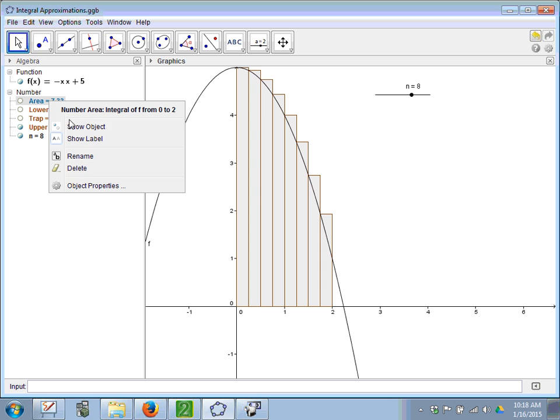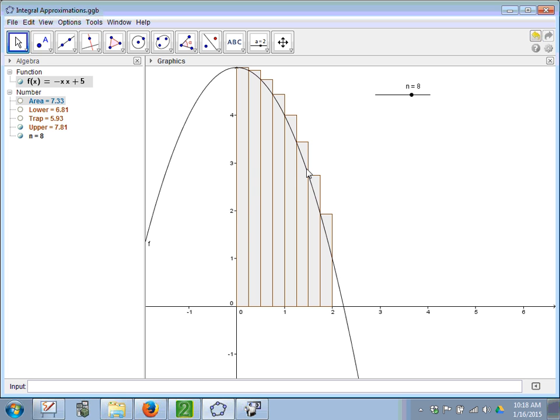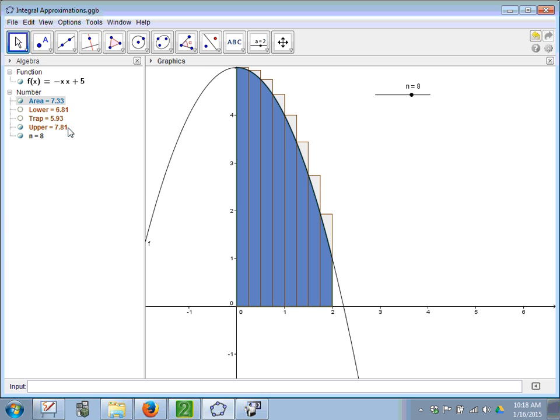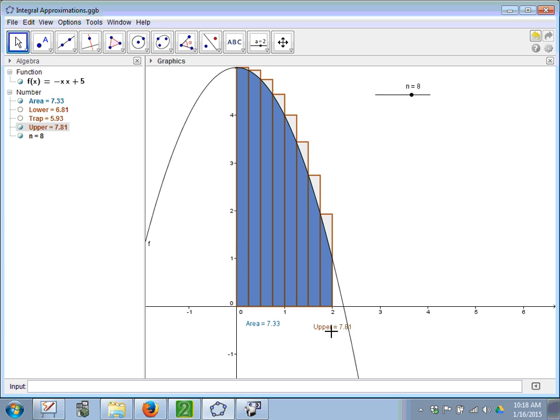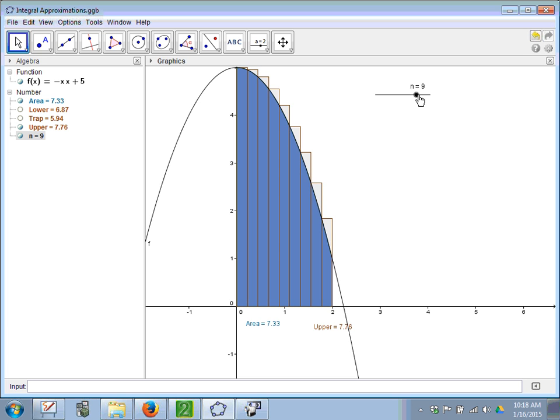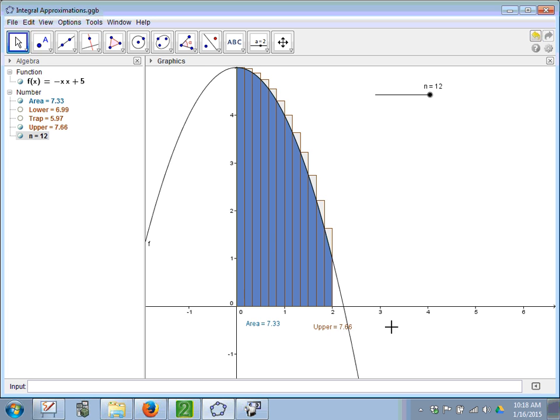So let me show you what the actual area is. Can you see that? Show object, show label. There it is. The actual area underneath this curve is 7.33. The area of these rectangles right now is 7.81. Wouldn't it make sense that the upper area is larger than the actual area? Yeah. But if this increases to 12 rectangles now, it's 7.66 and the area is still 7.33. So if we increase the number of rectangles, we're going to better approximate the area. That's really all this is trying to show. We okay with that? Yeah.